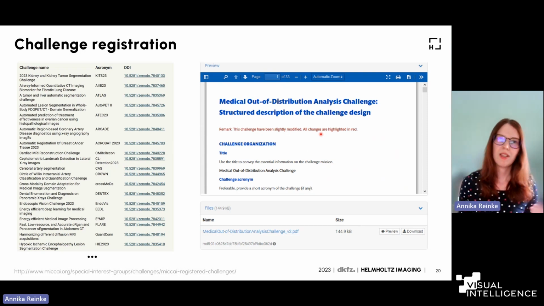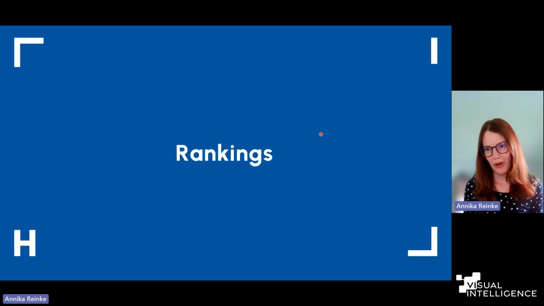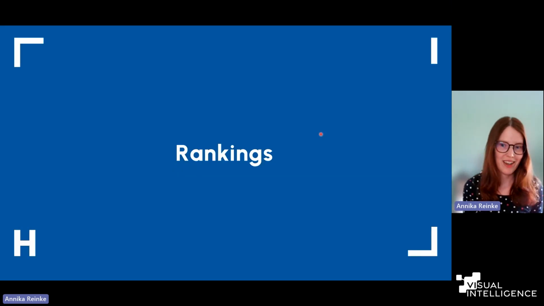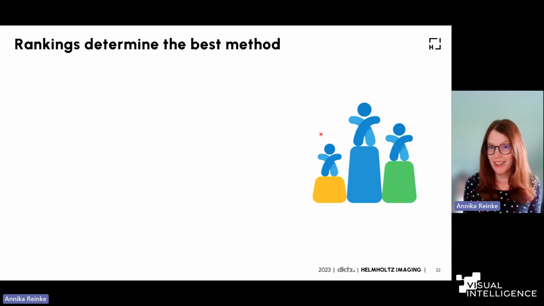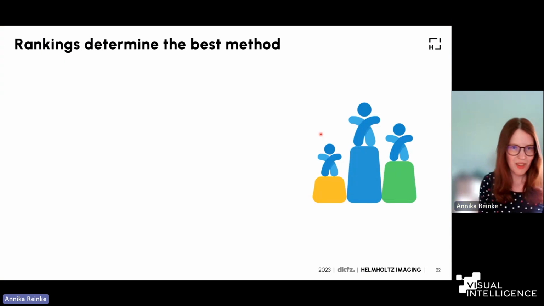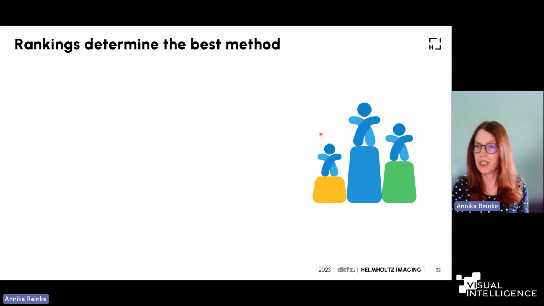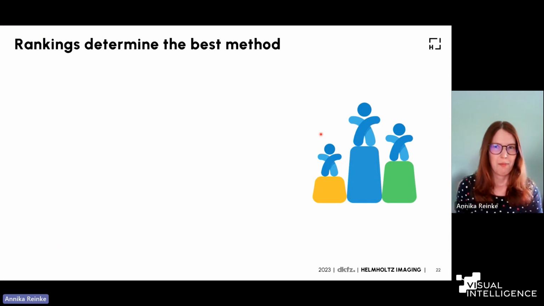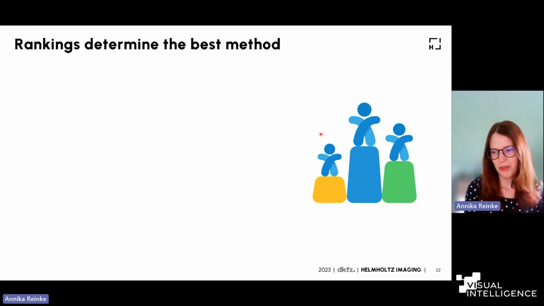So we looked at different aspects. And one important aspect for a competition are rankings, of course, because the rankings determine the best method, not only for challenges, but also if you do it in your research papers. But it's not so straightforward to compute rankings. There are actually many design choices that you can take.